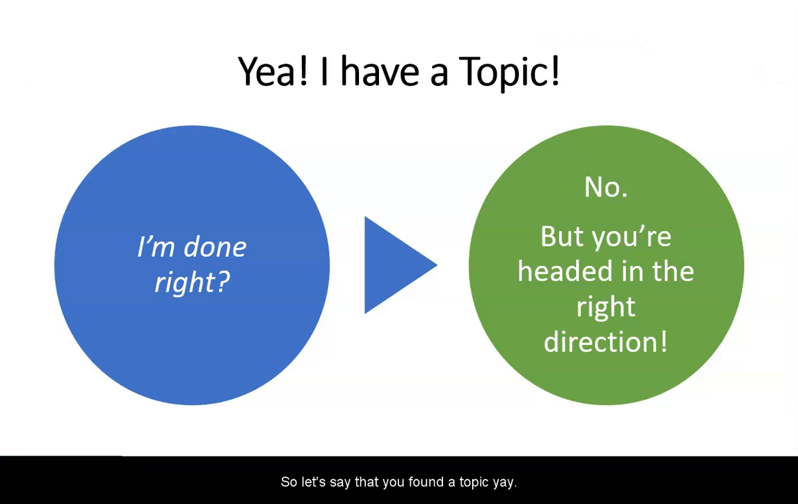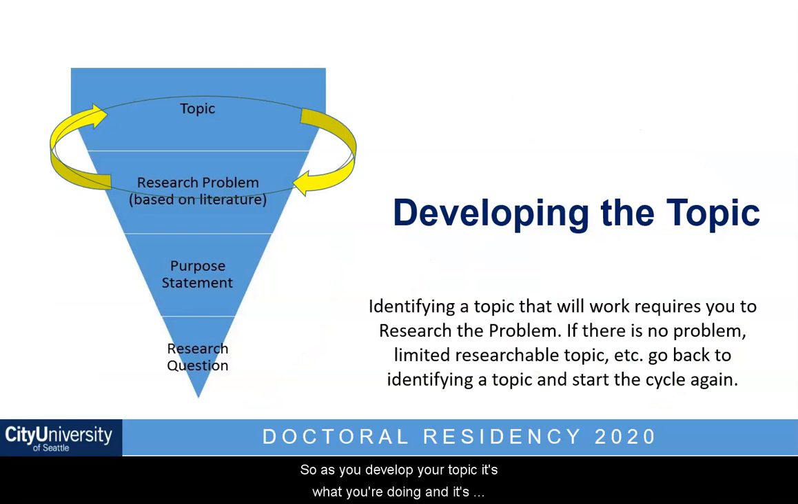So let's say that you found a topic. Yay, right? You're done, sort of, but you are headed in the right direction. As you develop your topic, and as I kind of alluded to earlier, you're actually going through a circular process. So you find a topic, you research the problem. This is based on your literature. And you go around and around until you've actually defined what the topic is.